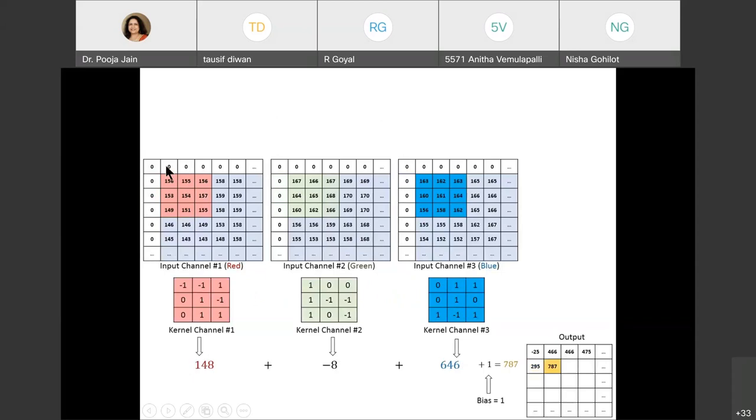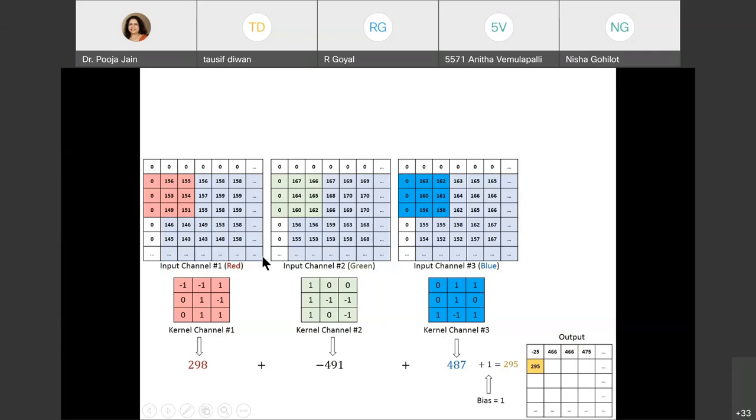Previously, what is the width? 1, 2, 3, 4, 5. Previously, it is 5. After that, p is equal to 1. Effective width will become 7. If 2 columns of 0 are added on the left and 2 columns of 0 are added on the right, then what will be the effective width? 5 plus twice p. p is equal to 2, so this will become 9. So w plus twice p is the width.